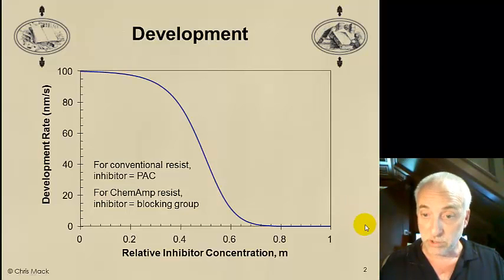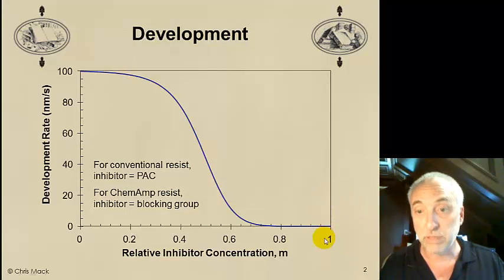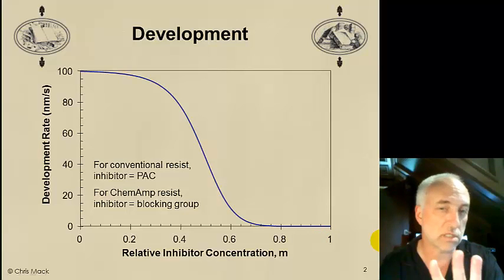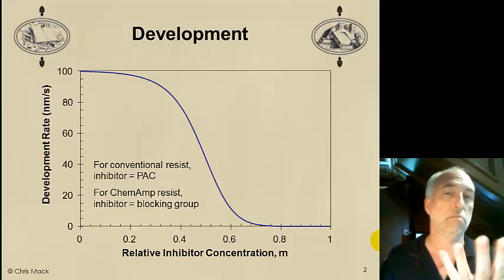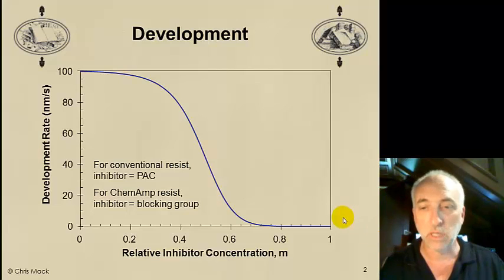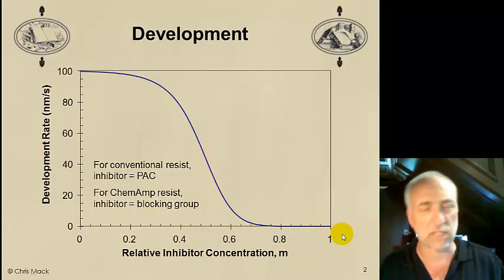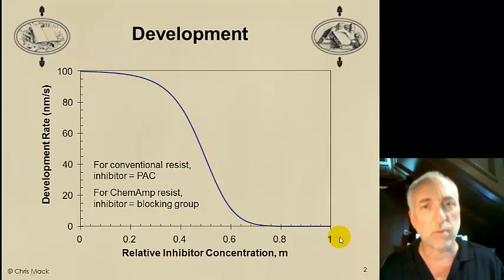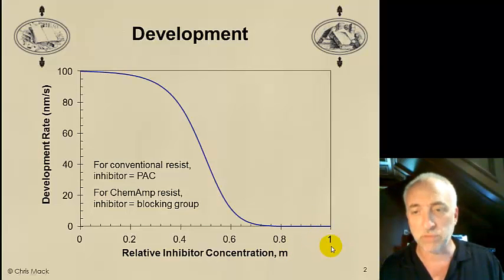An inhibitor concentration of 1 means completely unexposed resist. We're thinking of positive resist here. Everything's quite analogous for negative resist. Just this whole curve gets flipped around. But we'll stick to positive resists for our examples. They're the most common, most popular resists used in our industry anyways.